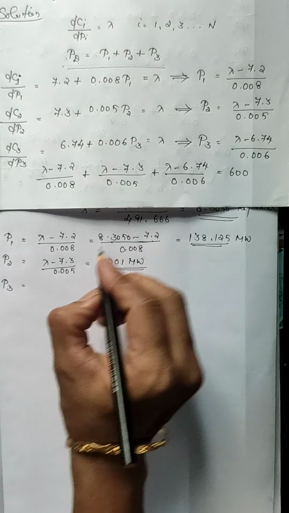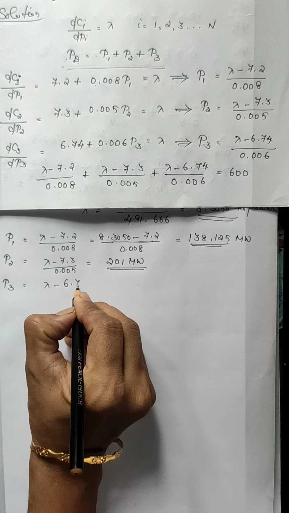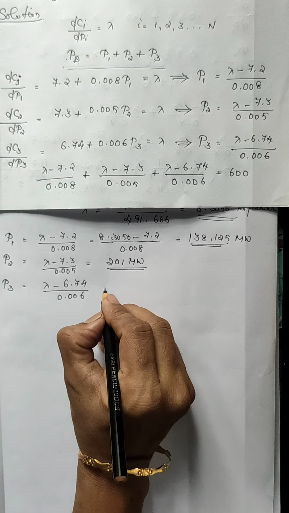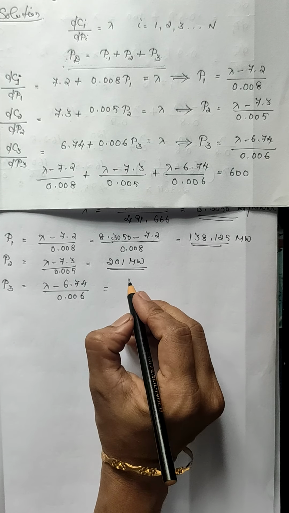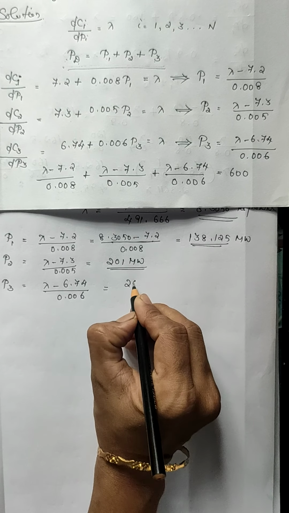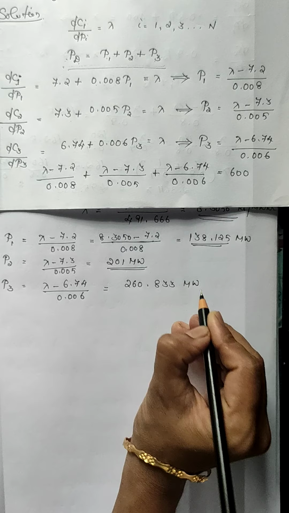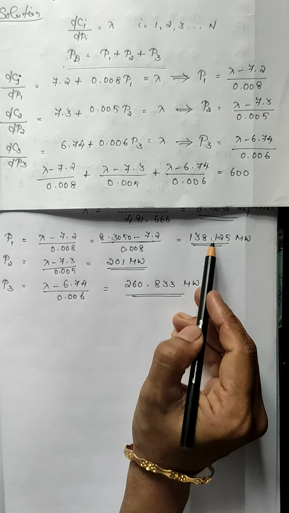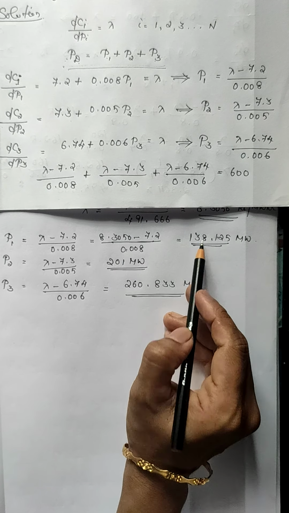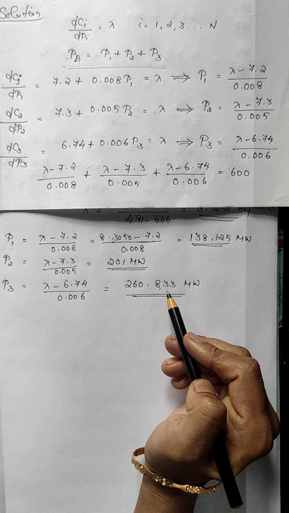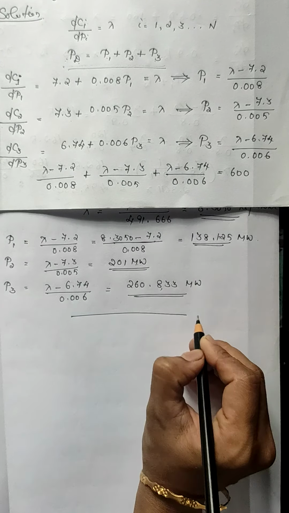Similarly, P3 is lambda minus 6.74 divided by 0.006. On substituting the value of lambda, the value of P3 becomes 260.833 megawatt. So these will be the generations of units 1, 2 and 3 in order to supply a total load of 600 megawatt so that total fuel cost is minimum.